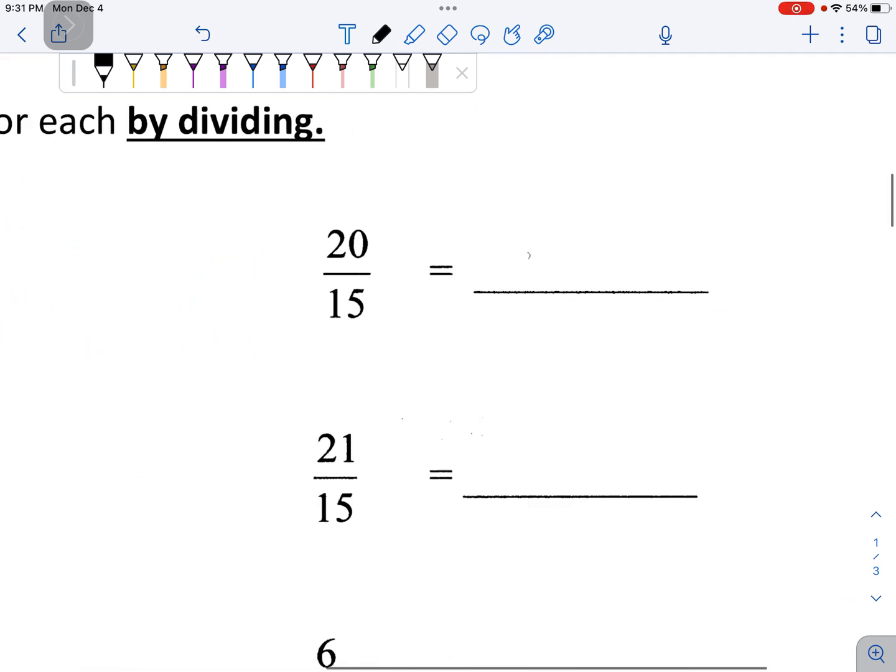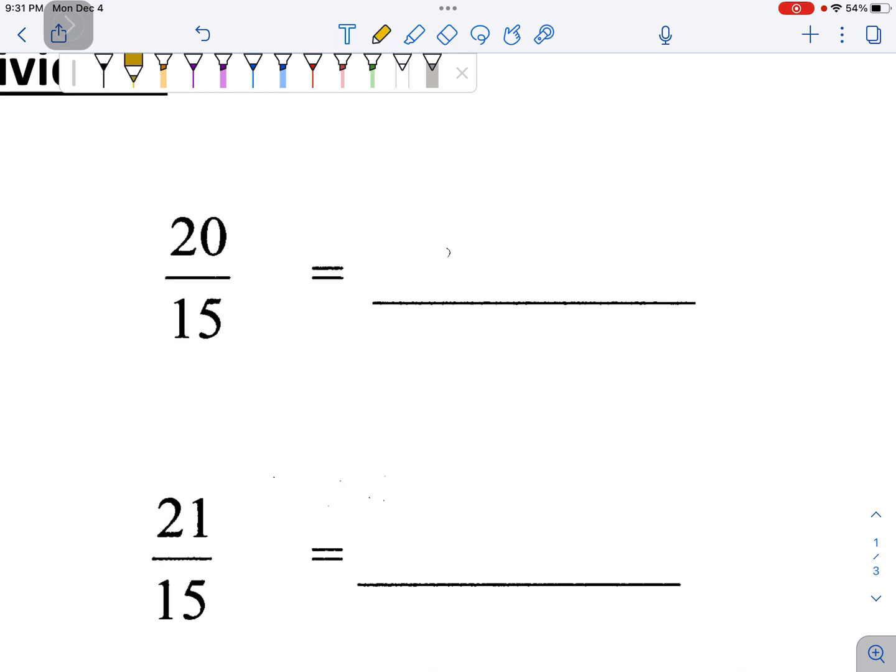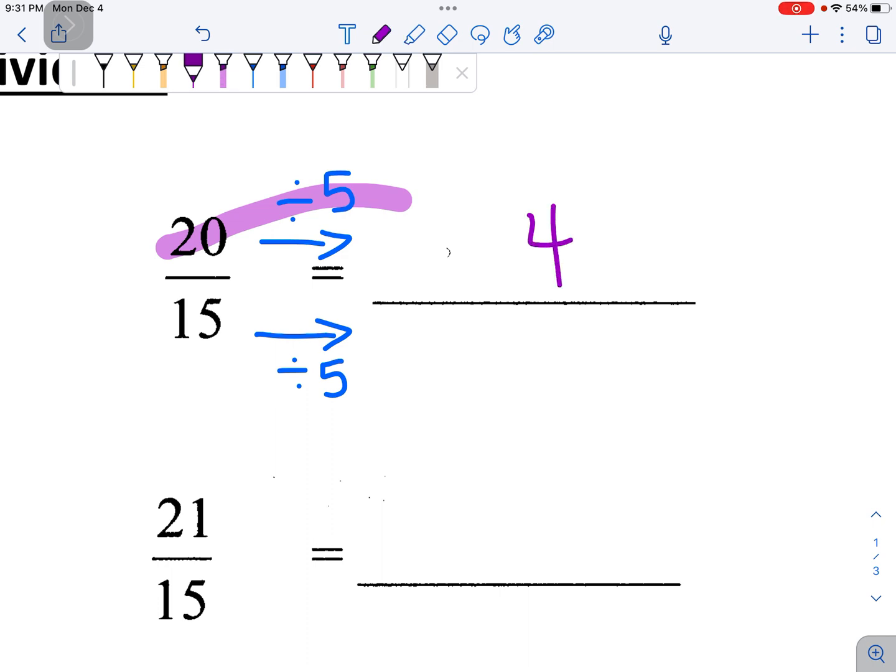And when it's a fraction, we'll do the same thing. I notice that I can't divide by 2 because 15 is odd. But I also notice that 15 ends in 5 and 20 ends in 0, which means we can divide both of those numbers by 5. Looking across the top, I now have 20 divided by 5. That is 4 over. And on the bottom, 15 divided by 5, that is 3.